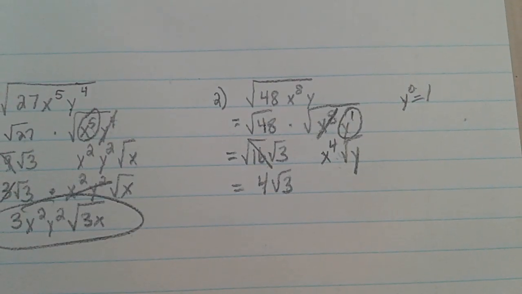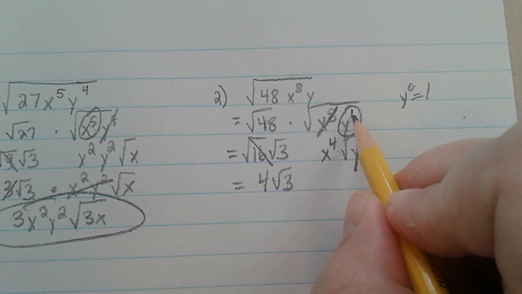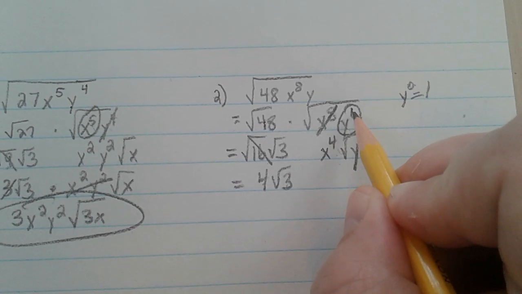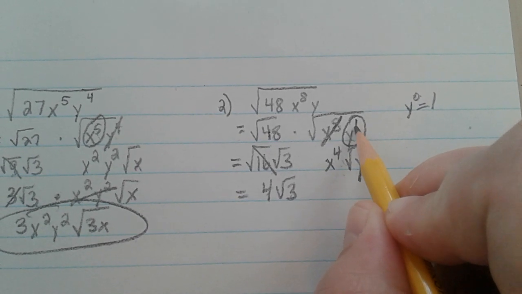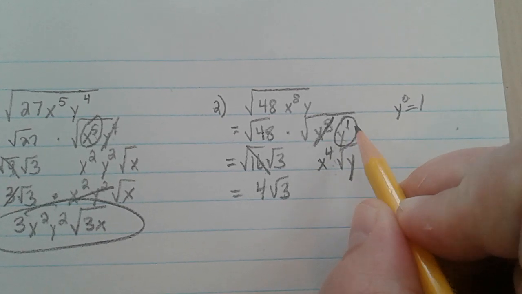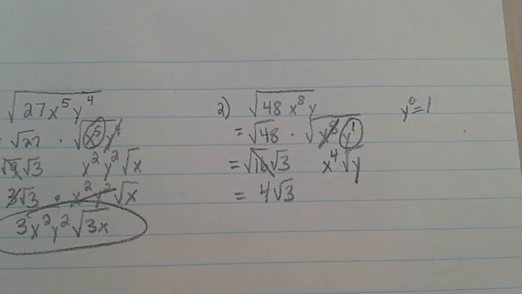So we bring that down. We can't simplify it. You can't simplify any exponent unless it's 2 or greater. Any exponent of a 1, you'll never be able to simplify. You just bring it down in your answer.